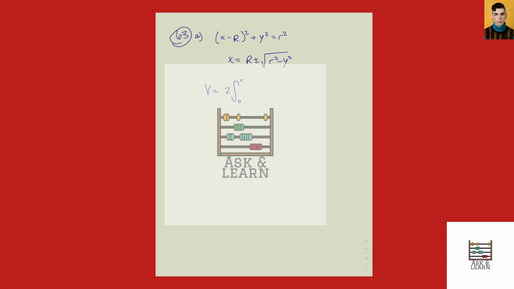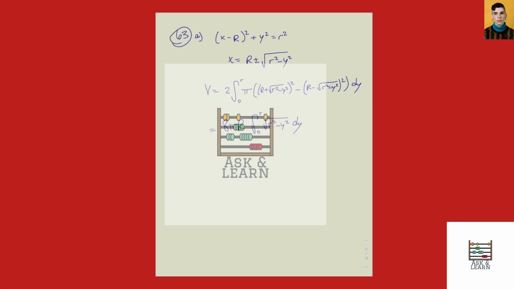integral from 0 to r, because we doubled it, remember, and then that's going to be times pi, of pi times the first radius, which we know to be R plus the square root of r^2 - y^2, and that value is going to be squared, minus the outer, R minus the square root of r^2 - y^2, and that value is squared. We integrate with respect to y, and what we end up getting when we simplify is 8 pi R times the integral from 0 to r of the square root of r^2 - y^2 dy.